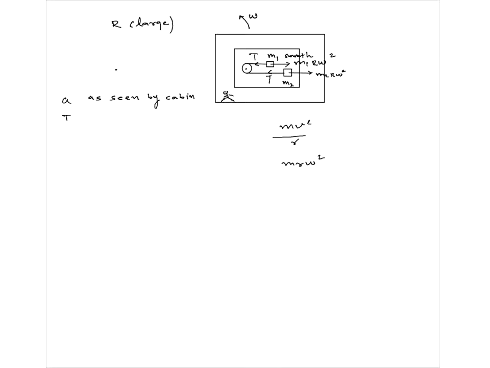Now, why would there be motion at all? That is m1 going here or m1 going up, whatever it is. That is because m1 r omega square may be larger than T, or m2 r omega square may be larger than T, right? That's why. So in this direction, net force m1 r omega square minus T would be equal to m1 times a.